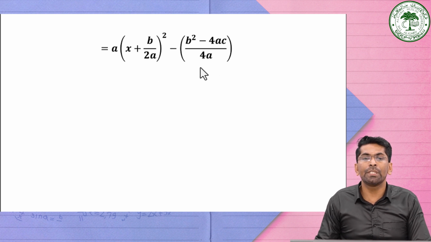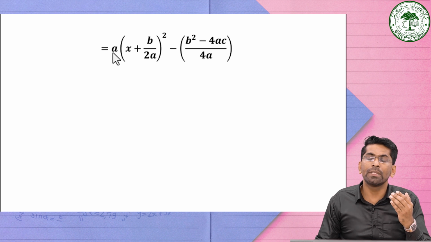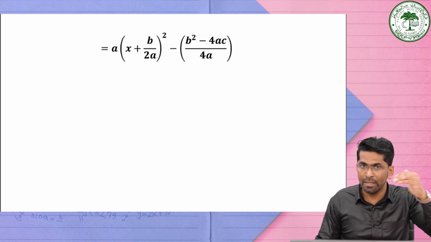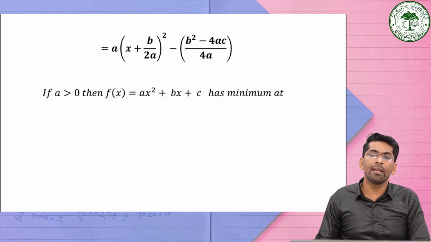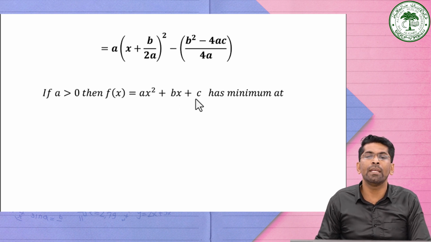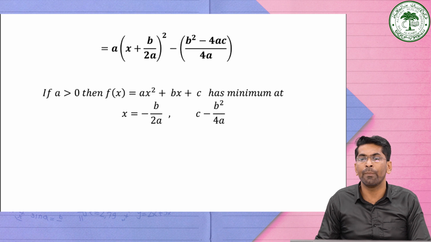So if the leading coefficient a is positive, the parabola opens upward, and if the leading coefficient a is less than 0, then the function represents a parabola that opens downward, and the vertex of this parabola will be the maximum point. Thus we can say that if a is greater than 0, then f of x equals ax square plus bx plus c has a minimum at x equal to minus b by 2a, and the value will be c minus b square divided by 4a. So here the vertex represents the minimum point of the parabola.